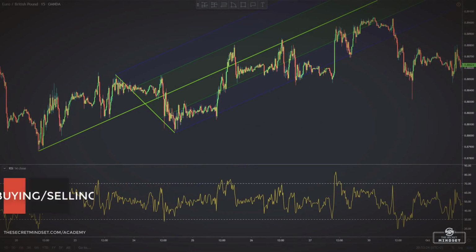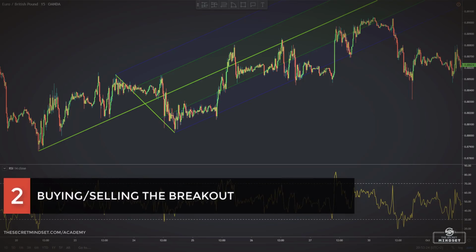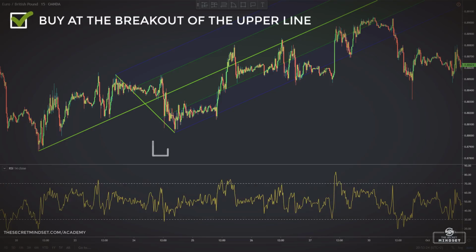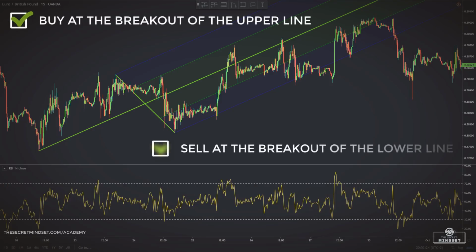The second strategy involves buying or selling the break. Traders may buy when the price produces a breakout from the top of a channel, or sell when prices break from the bottom of the channel. In these cases, it's important to look for a clean break to avoid false breakouts.